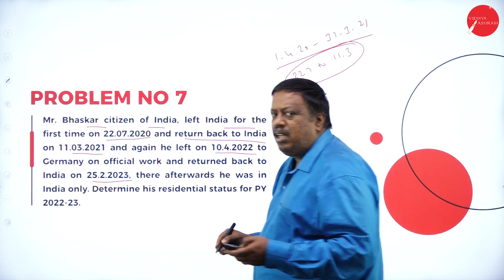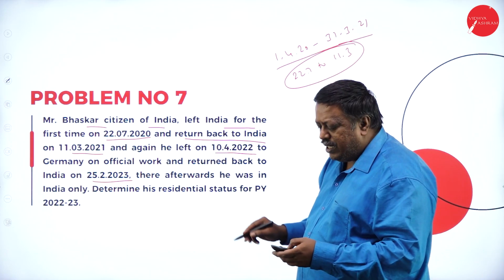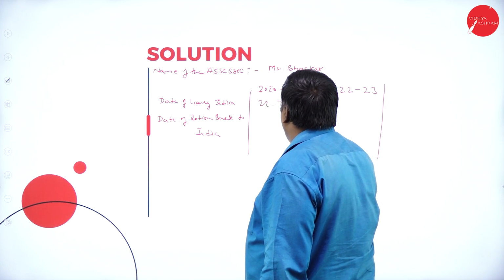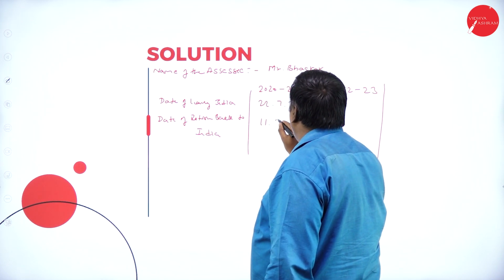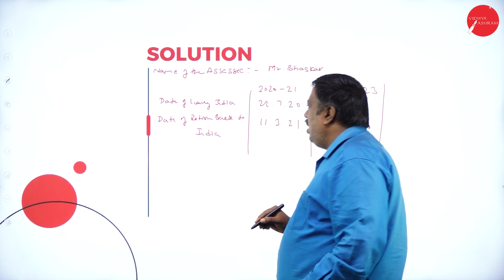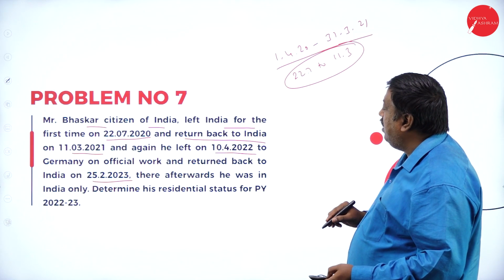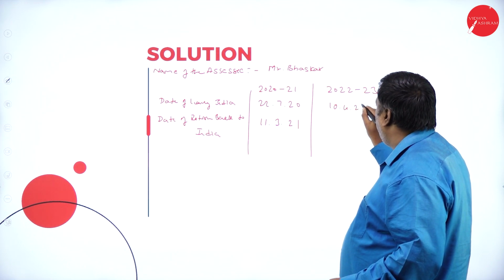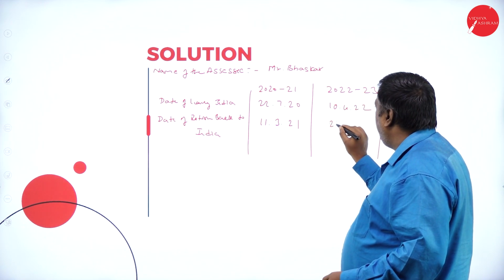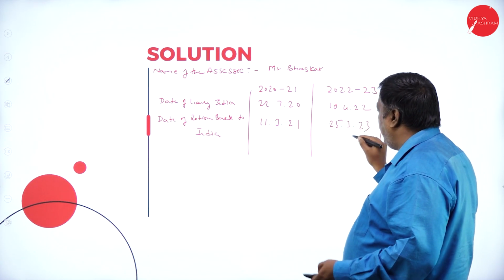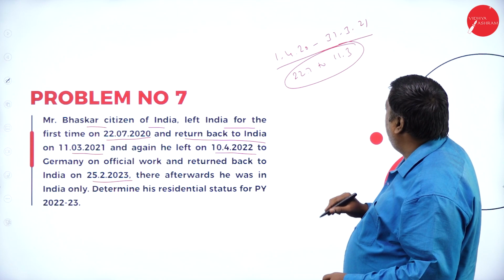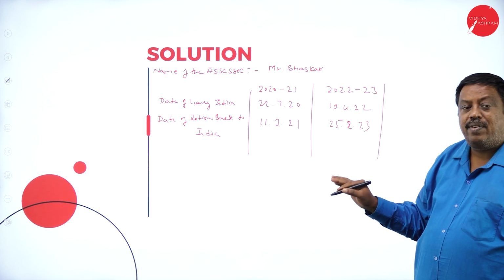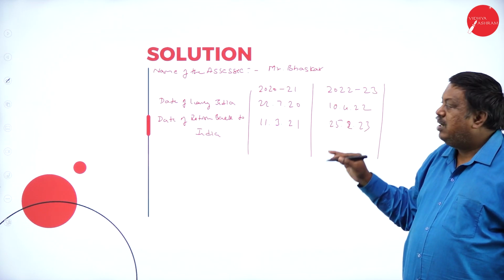When I left India on 22nd July 2020, I returned back on 11th March 2021. And during 2022-23, I left India on 10th April 2022 and returned back on 25th February 2023. So now we have to identify what is the residential status of Bhaskar.